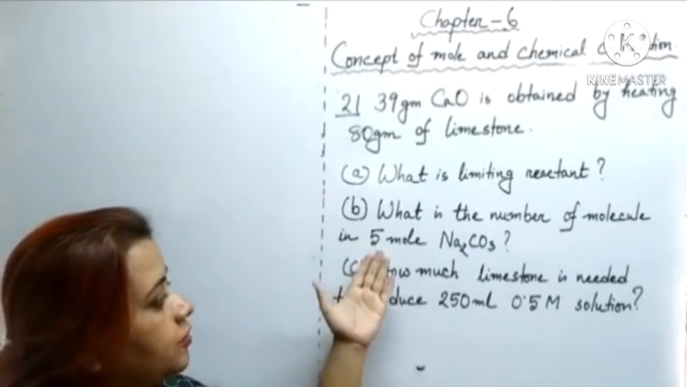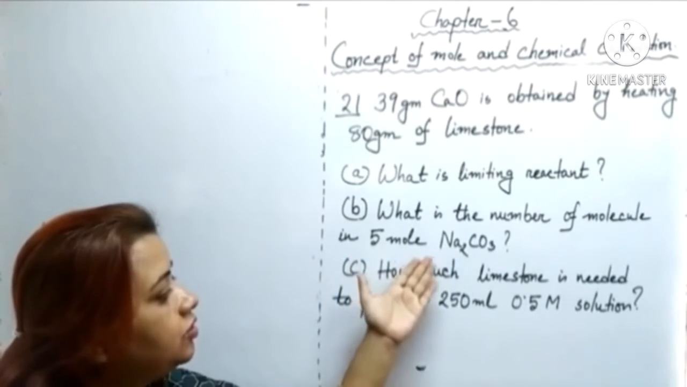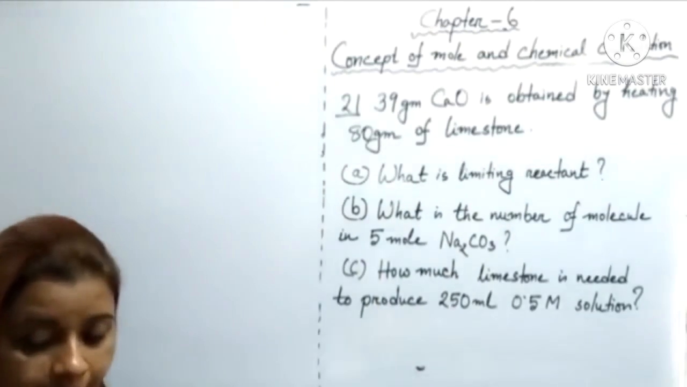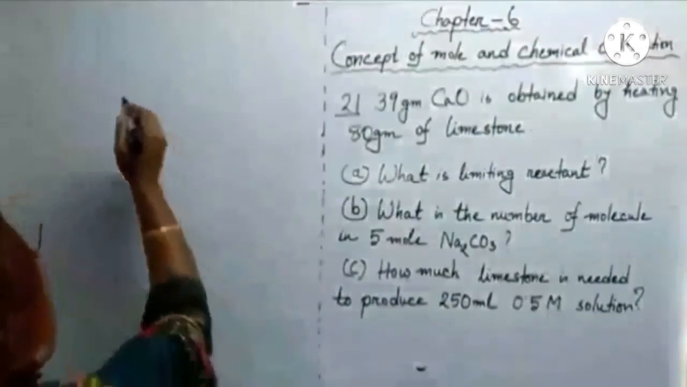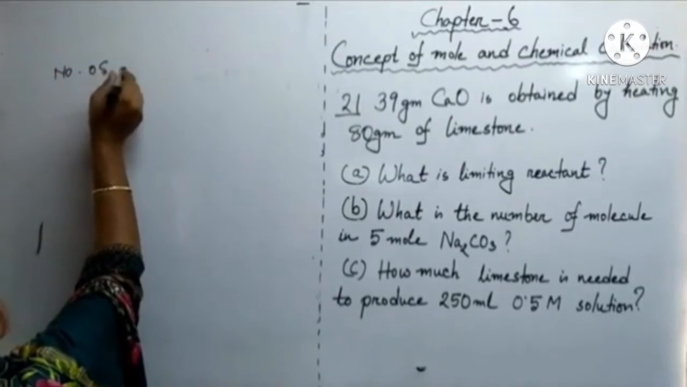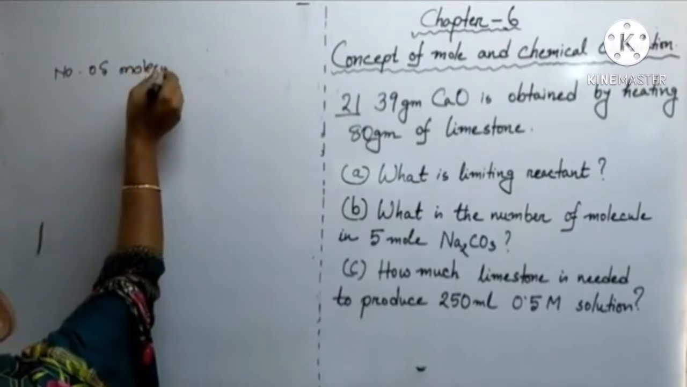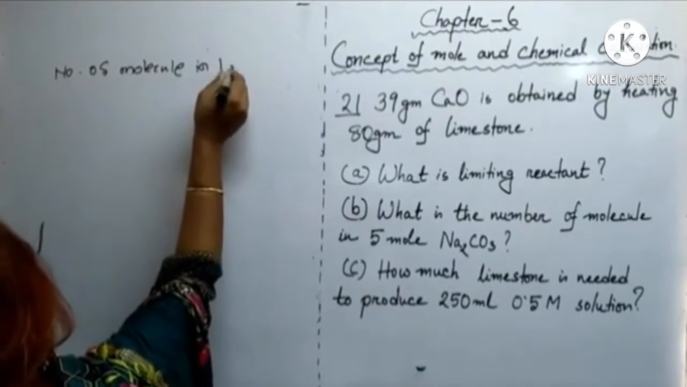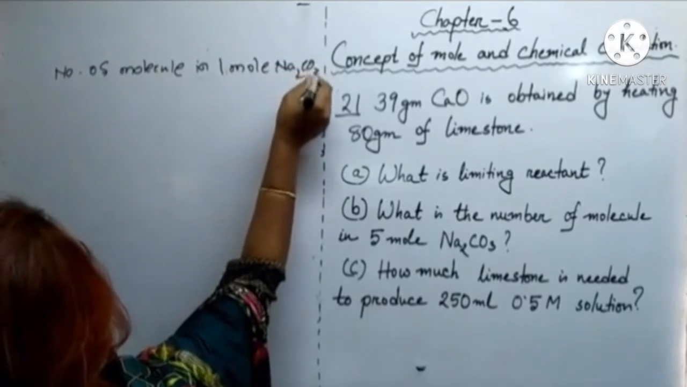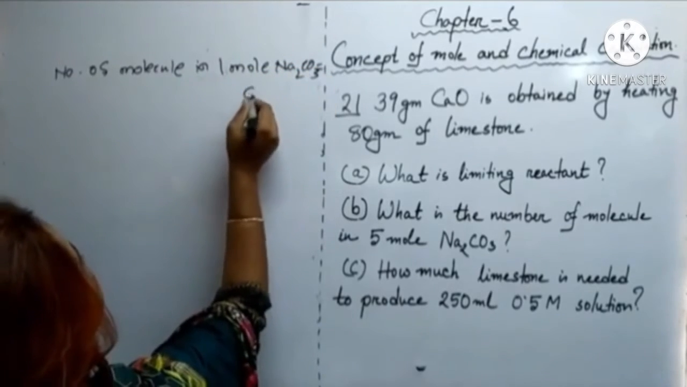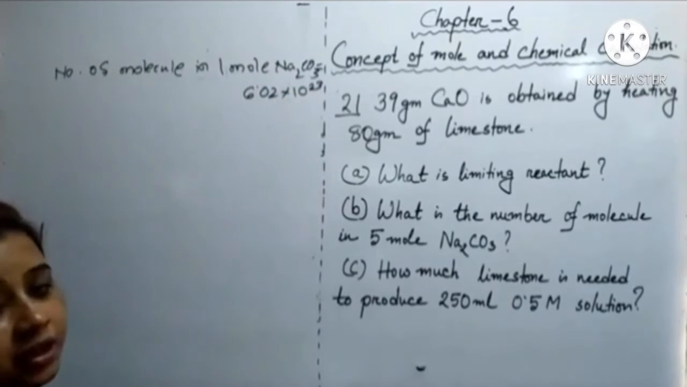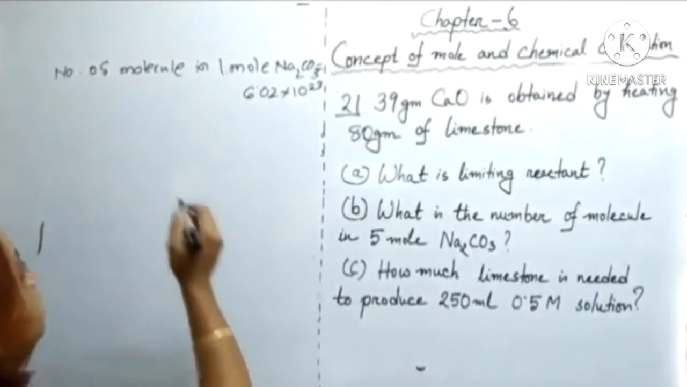Question number B. What is the number of molecules in 5 mole sodium carbonate? So, can we write that the number of molecules in 1 mole sodium carbonate is equal to 6.02 into 10 to the power 23 as per Avogadro's law.